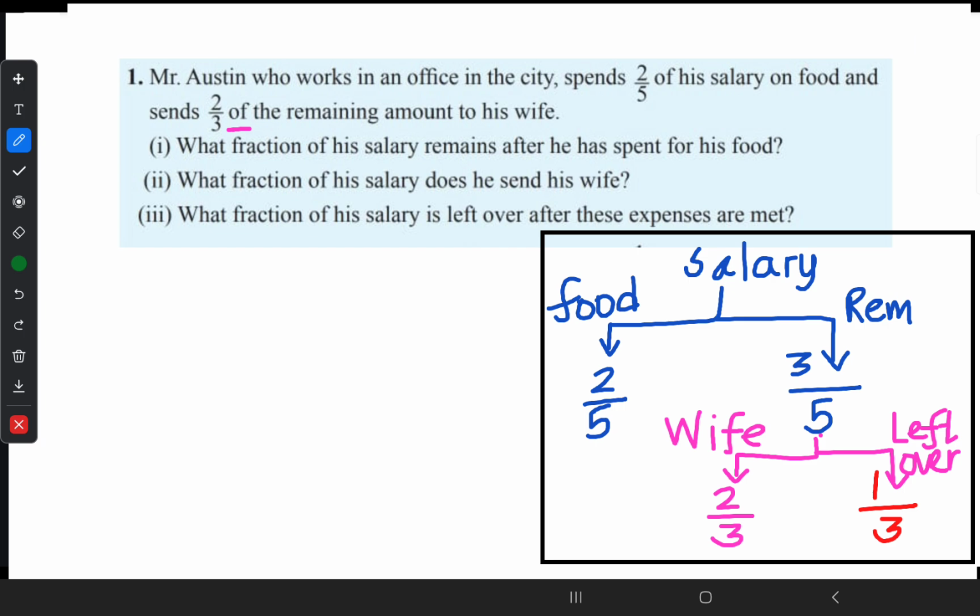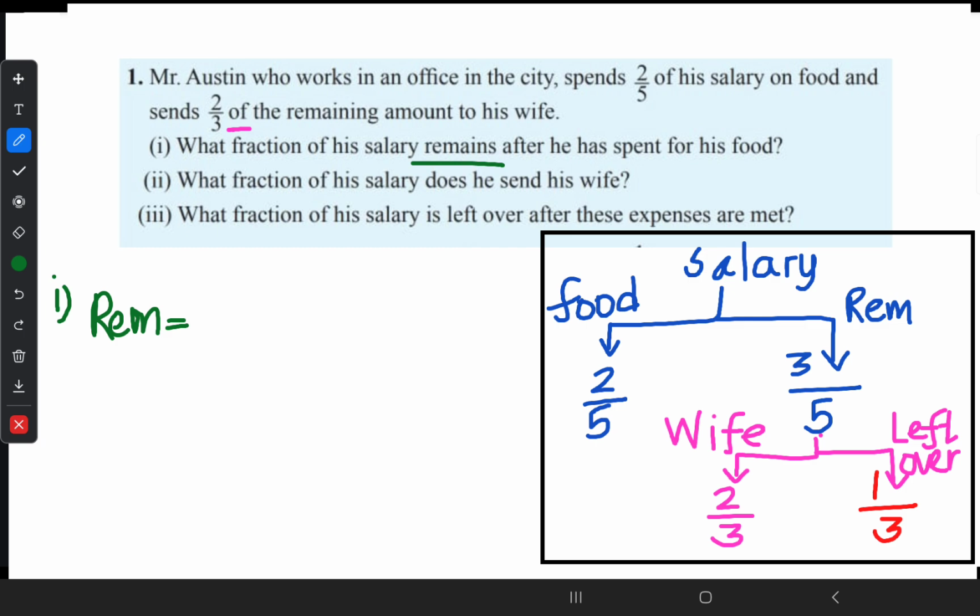Now let's come to the question. Before starting, you should keep this diagram with you. What fraction of his salary remains after he has spent for his food? Okay, first question. What is the remaining fraction? That's what they've asked.